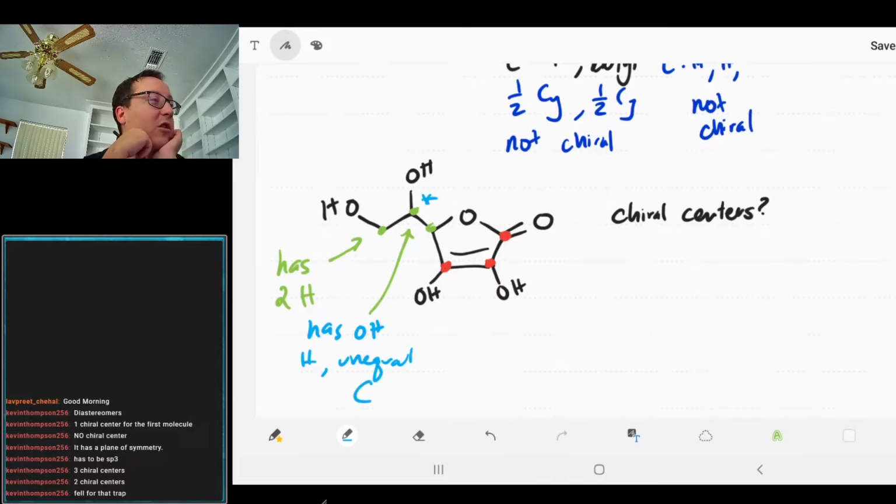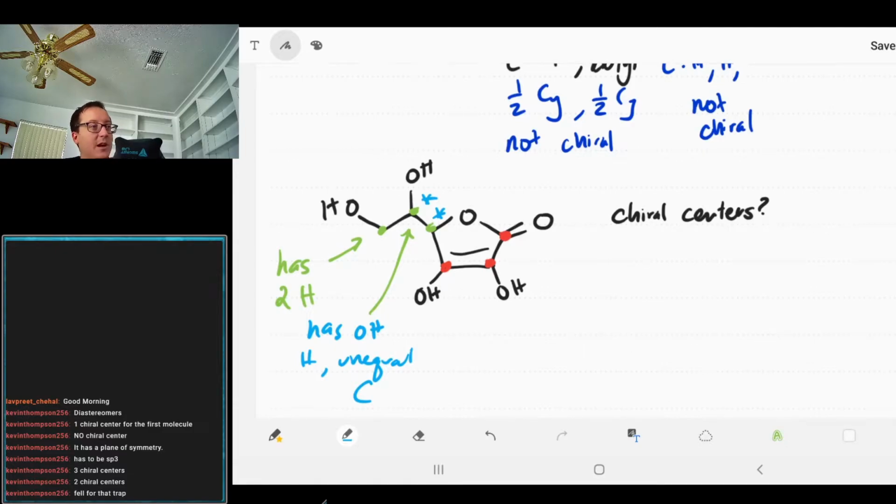It's got unequal carbons on it, or non-identical carbons. And that last one there, it's got an oxygen, it's got a carbon that's sp2, it's got a carbon that's sp3, and it's got a hydrogen. So that one will be chiral as well. So you just need to look.